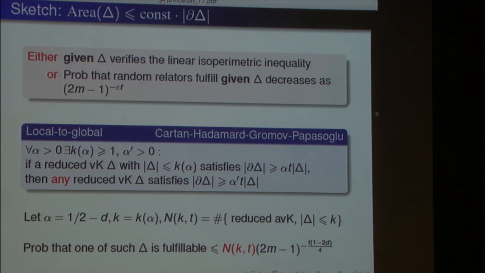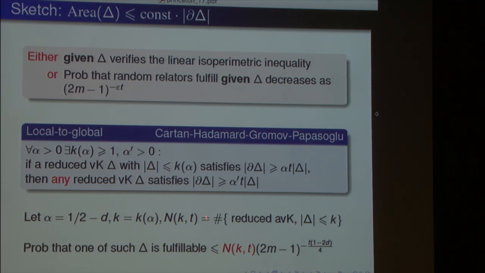So for this local to global theorem, you don't have a presentation at all, or you fix the presentation? No, we don't. We have generators. The set of generators is fixed. Relations are not. Right.